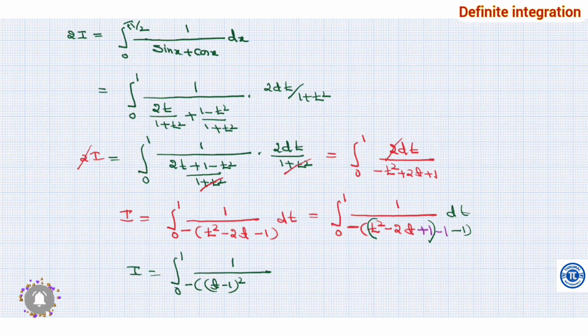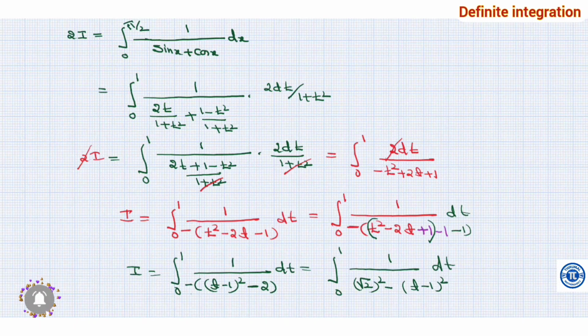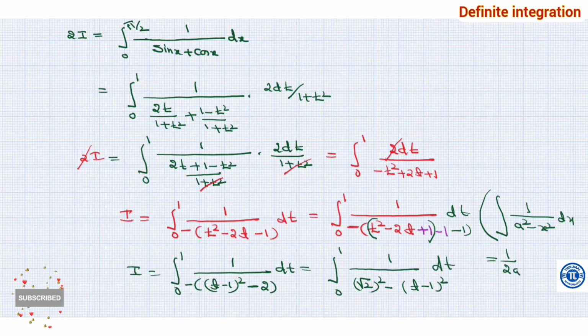Minus 1 minus 1 is minus 2, dt. Equal to integration 0 to 1 of 1 by, multiplying with minus, minus into minus gives plus 2: (root 2) whole square minus (t minus 1) whole square, dt. Now it is in the form integration 1 by (a square minus x square) dx, which is equal to 1 by 2a into log of mod (a plus x) by (a minus x) plus c. Apply it here.